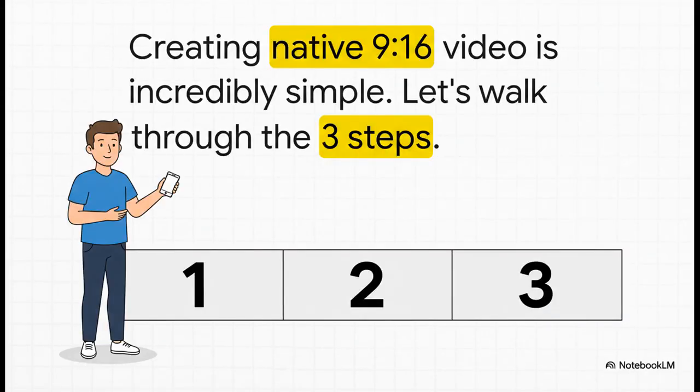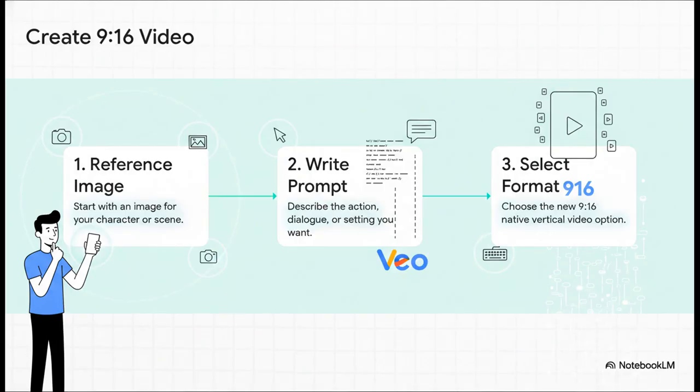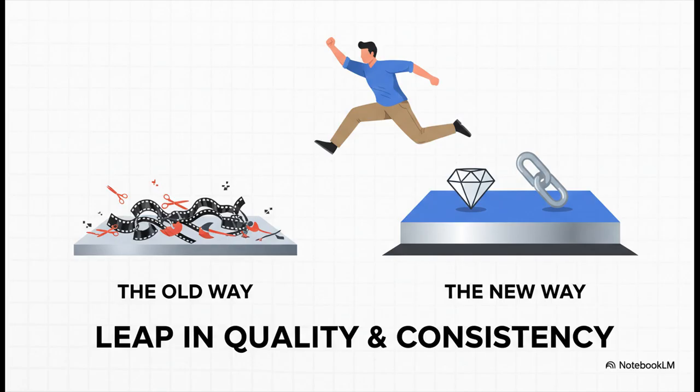It's actually super simple. Let me just walk you through it real quick. You just start with a reference image, write your prompt, and then pick the 9:16 format. That's it. But here's where it gets really good.